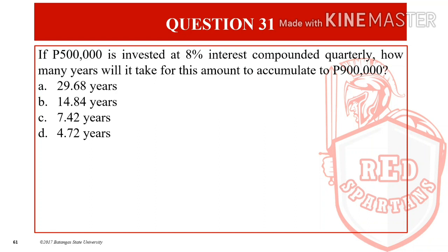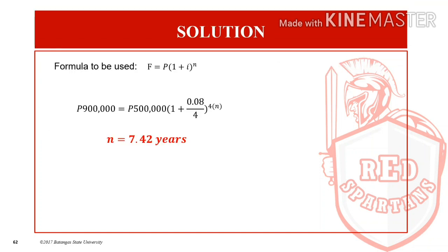So for this problem, ang hanapin natin ay yung exponent na n, wherein sa problem natin may given tayo na present or the principal amount and also the accumulated or the future value. So yung formula na gagamitin natin is F equal to P times 1 plus i raised to n.